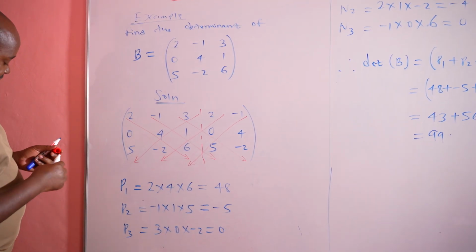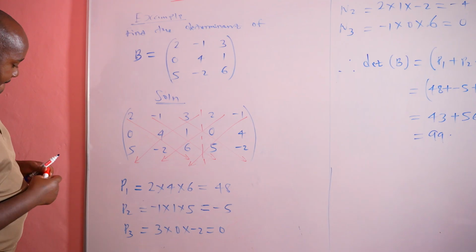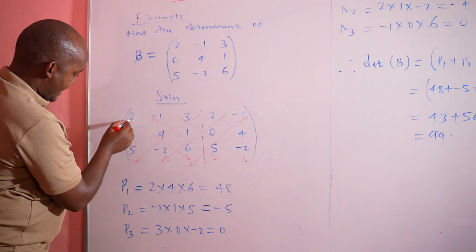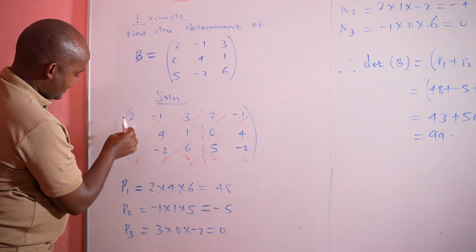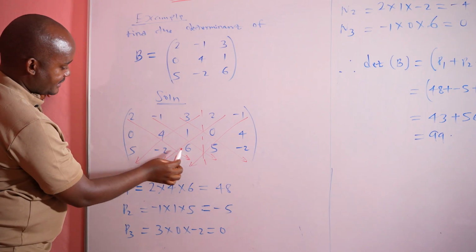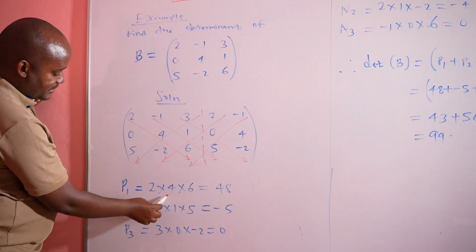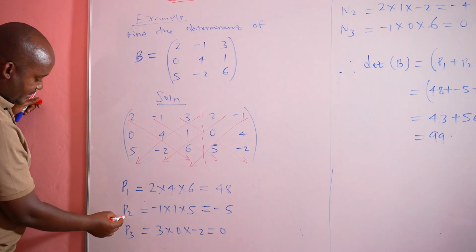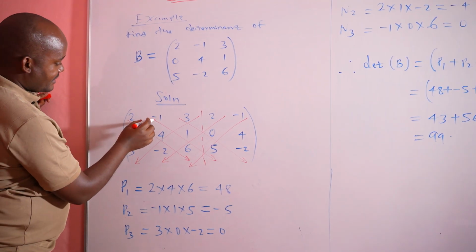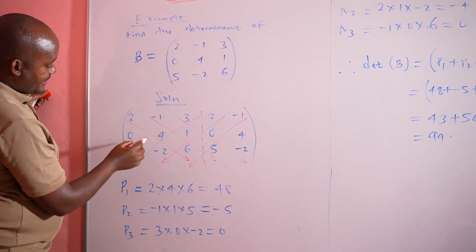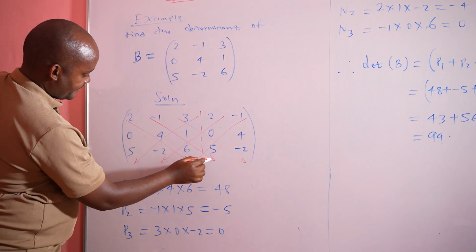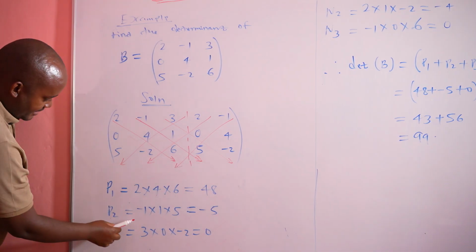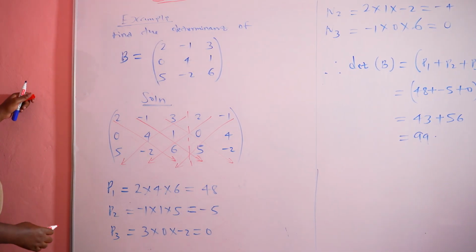So then we construct the values of P1, P2 and P3. So P1 will be the product of this diagonal from here to here, which has the entries 2, 4, 6. So should you multiply 2 times 4 times 6, you get 48. The second diagonal, which is P2, will give us the second product. It will be this one from here to here. So in this case, you multiply negative 1 times 1 times 5. And this gives us negative 5.